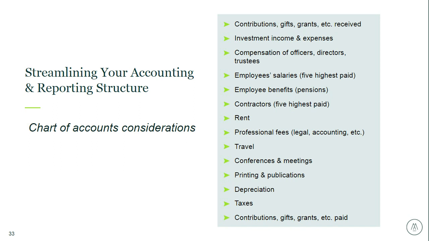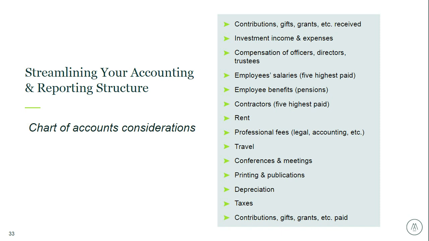So, any contributions, gifts, or grants received and paid; if you have an investment account, any related income and expenses to that; compensation of officers, directors, and trustees; anything related to employee salaries. You saw earlier in the webcast on the form, it asked for the five highest paid, and while that might not be built into your chart of accounts per se, just be cognizant of having that information available, whether it be in your general ledger or maybe you're using a third-party payroll provider where you can run a report to provide that information.